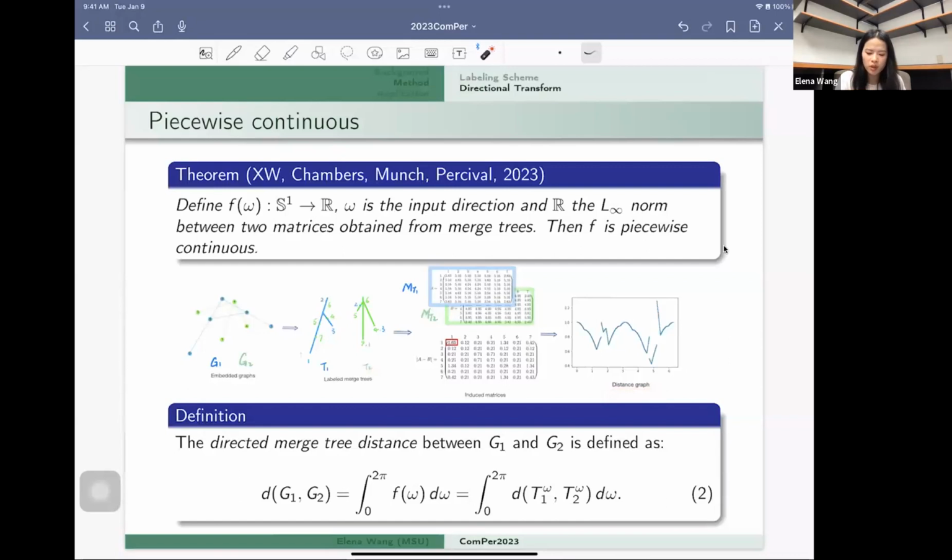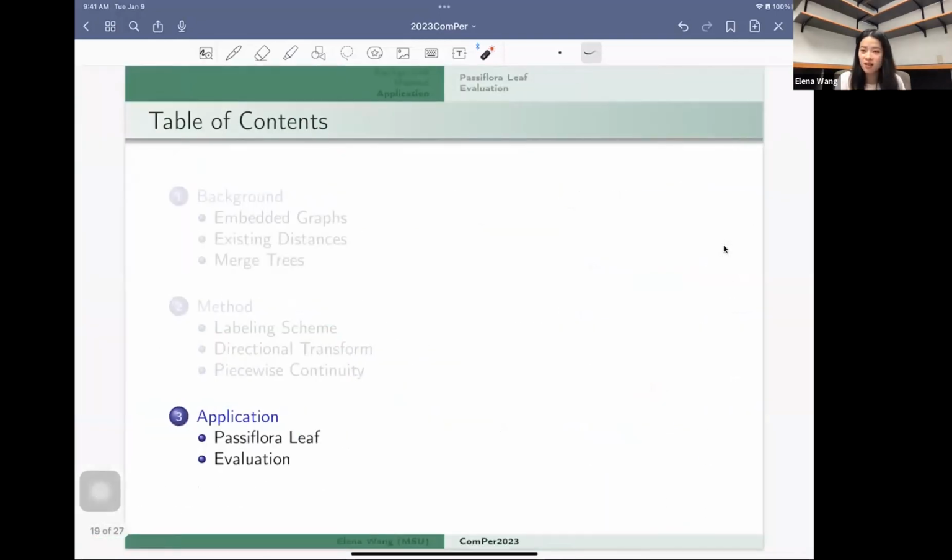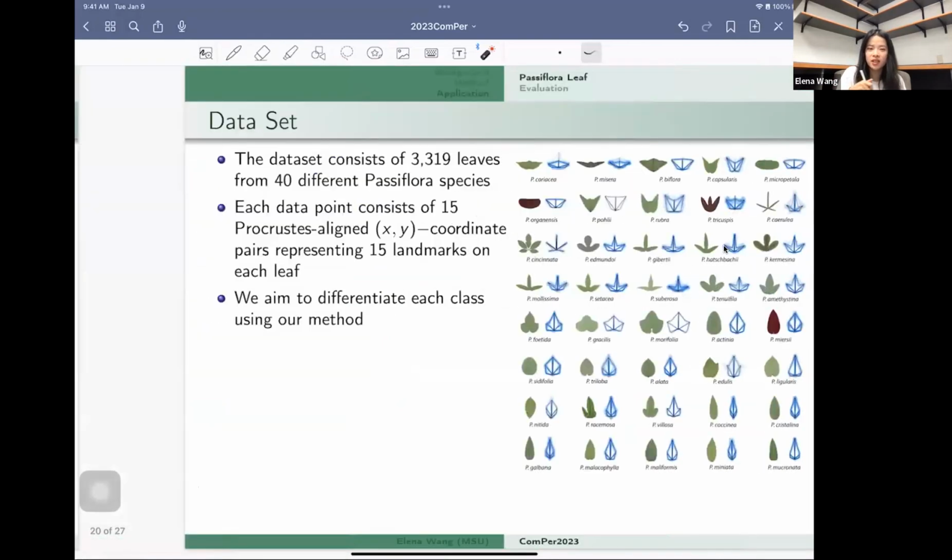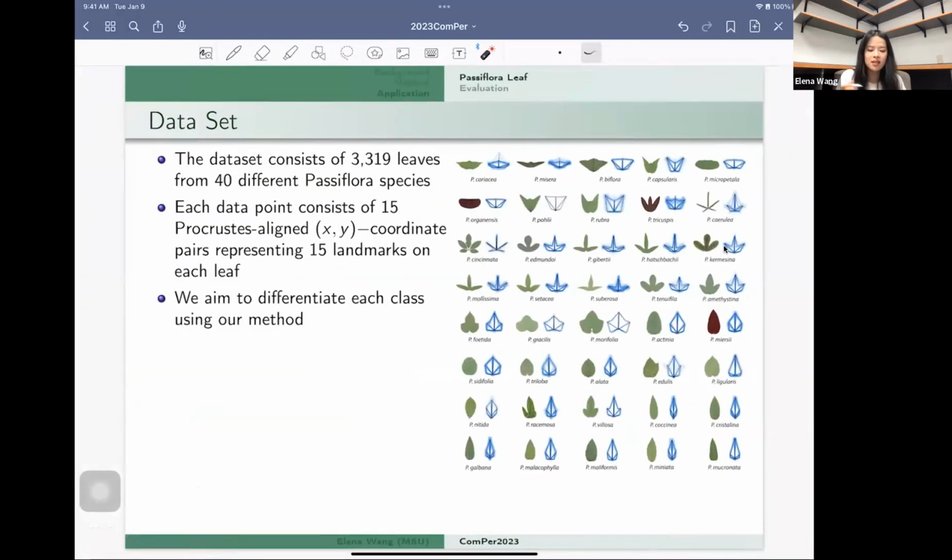So now we want to explore a little bit how this is useful. What can this be used for? And is this a reliable distance in some sense? So we apply it to a Passiflora leaf dataset. The dataset consists of 3,319 leaves from 40 different Passiflora species. Each data point consists of 15 Procrustes-aligned XY coordinate pairs representing 15 landmarks on each leaf.